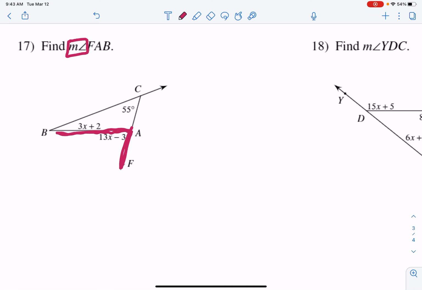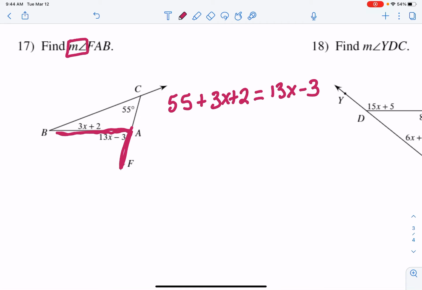All right, so let's start by writing our equation. Remember, our two interior angles are 55 and 3x plus 2. So we're going to write an expression where it adds both of those together. And then on the other side of the equal sign is our exterior angle, and that expression they gave us is 13x minus 3. Once you set up the equation, we can start by solving the equation.